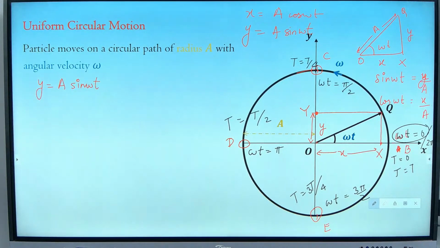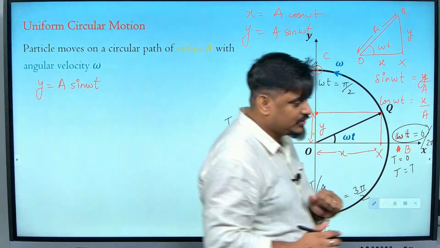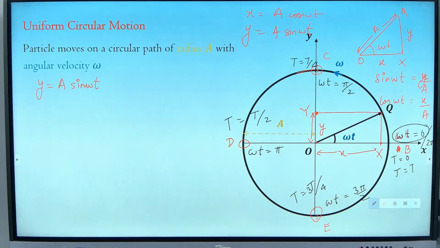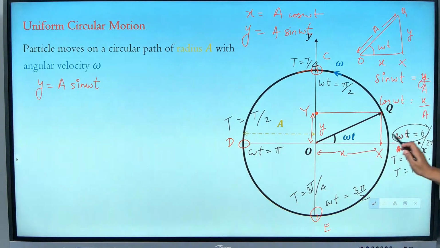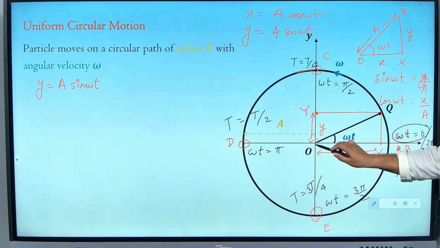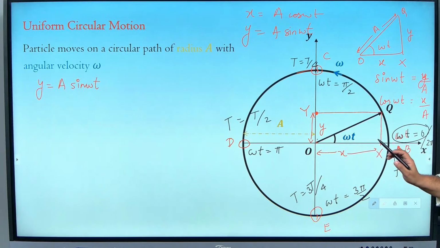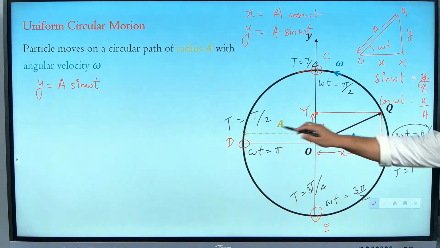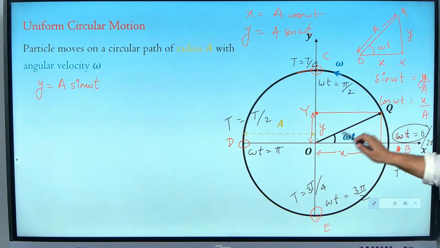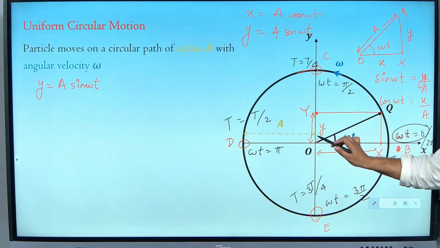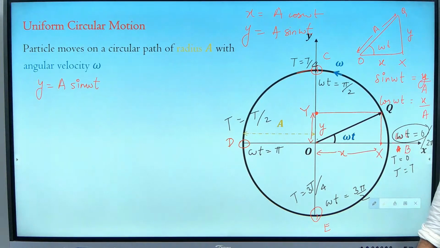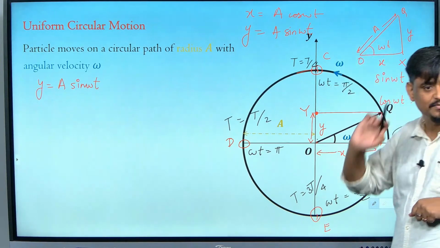Fine. Now, please pay attention. The displacement y, if you take this position, which position, B or D? B for ball, D for dog, B and D. Then I can say that displacement is 0, right? Y is 0. It means that is the mean position. The BD line is the mean position line. When the point is C or the point is E, displacement is A or minus A. It is maximum. So can I say it is the extreme position?